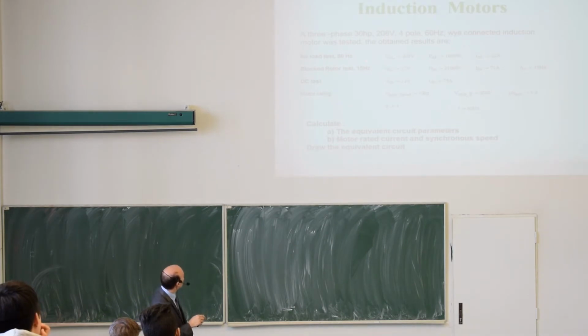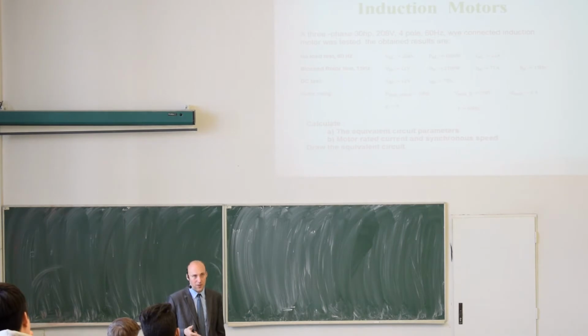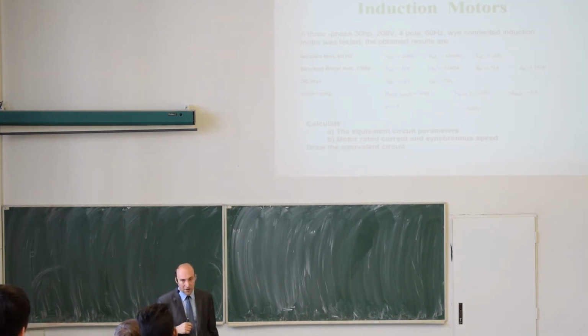So during the no load test, you see we have used nominal voltage, and the input power of this motor was 1,600 watts. So this is the power that is being consumed to cover mechanical losses and magnetic losses. And the current is 22 amperes. So it's definitely non-zero current. So the motor is running free. There is no load taken from the shaft, but it has non-zero current.